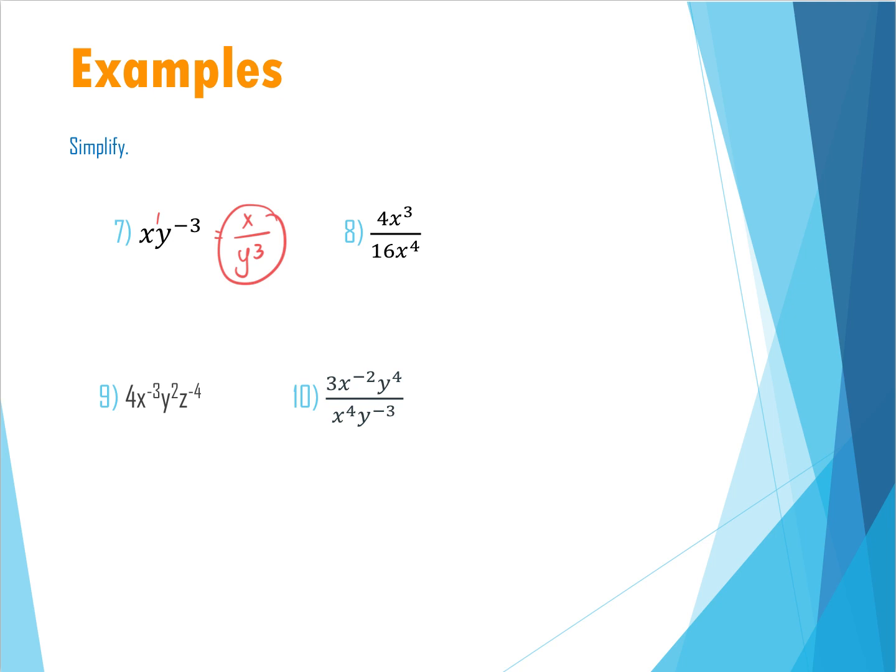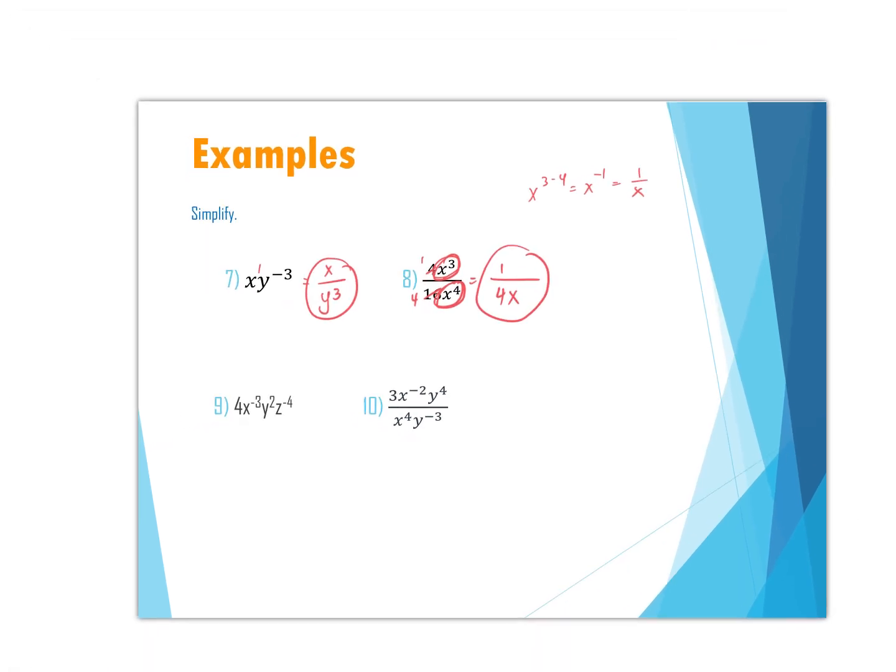In number 8, sometimes what I do is I simplify the numbers first. 4 goes into 4 once, it goes into 16 4 times. So I've got 1/4. And then notice I have x to the third here and x to the fourth here. Again, I could do 3 minus 4, and I get x to the negative 1, which is 1 over x. Or I could have just realized that I have 3 x's up top, 4 x's on the bottom. Where do I have more on the bottom? How many more? 1. And so I know it's just going to be 1 over 4x.